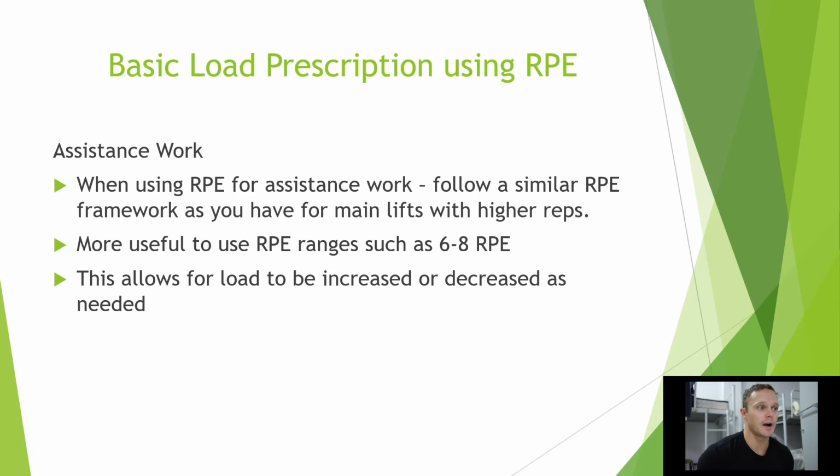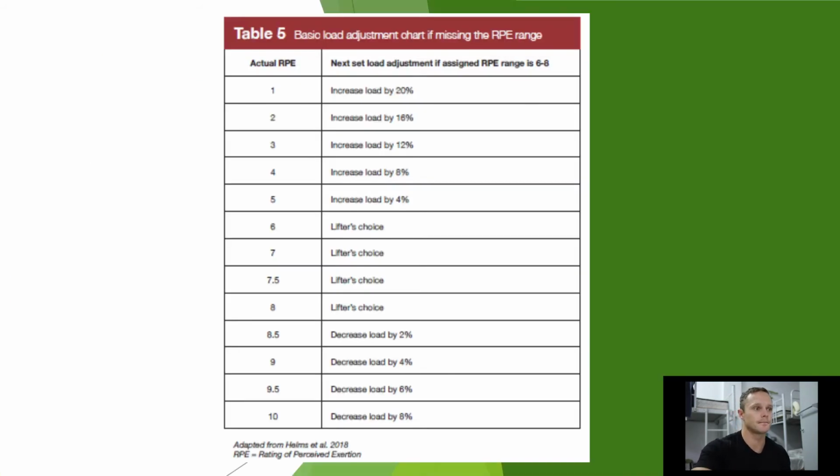So when we use load prescription for assistance work, it can be a little bit different. We can follow a similar RPE framework for the main lifts, but with higher reps, because your assistance work is there to assist the main lifts, not to be the main lift. So it's more useful to use RPE ranges such as 6 to 8 RPE for our assistance work, because there's no point going to failure on a cable bicep curl, or on a lying bodyweight glute bridge. It's not going to achieve a whole lot. So we can play around with the load and decrease it, and we can play with the rep range from 6 to 8 through to 15 as well if we want to, and we can tailor that.